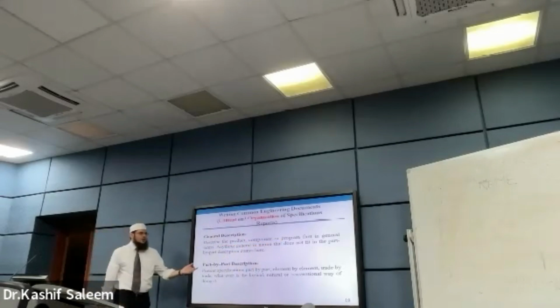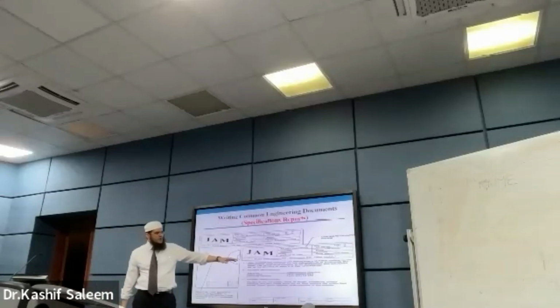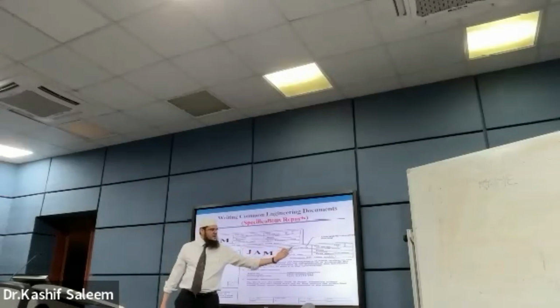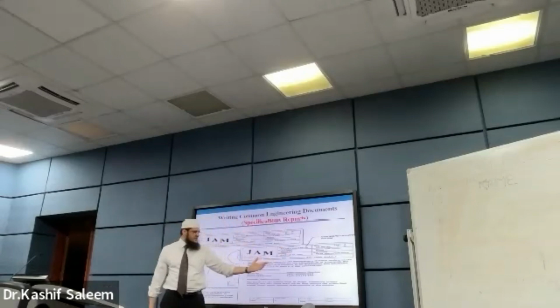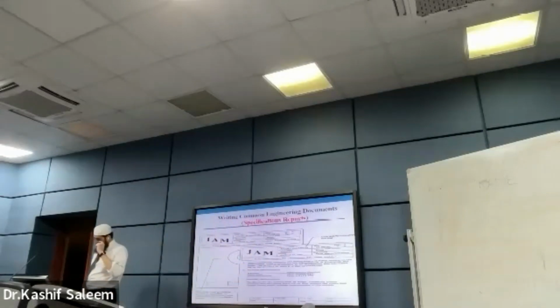So what are the ways of doing things? This is the example of a specifications report. The second one is the name of a publisher. Then what is the part number? The company gives some code to a certain device or part, and then the whole details of the specification come underneath.